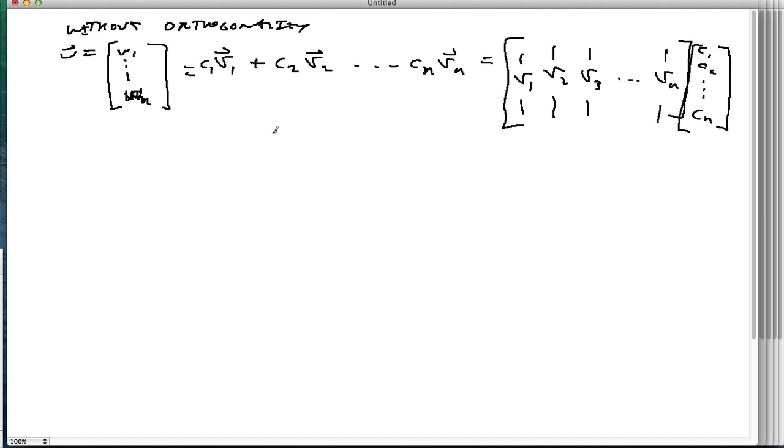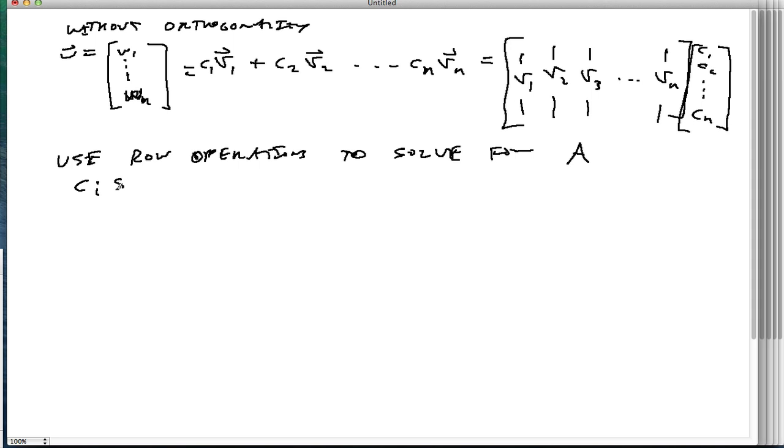So this would be a giant linear system, and this would be a matrix A, and what we'd have to do is use row operations to solve for Ci's. Okay, so that takes a lot of work.